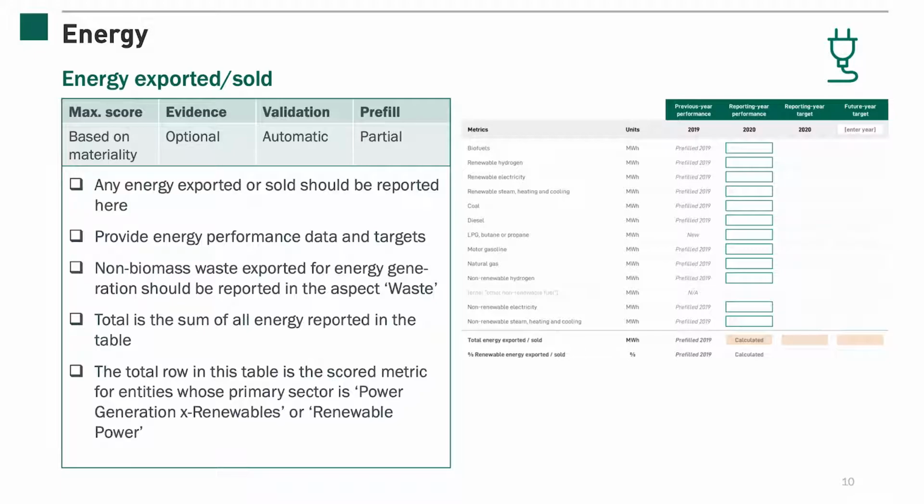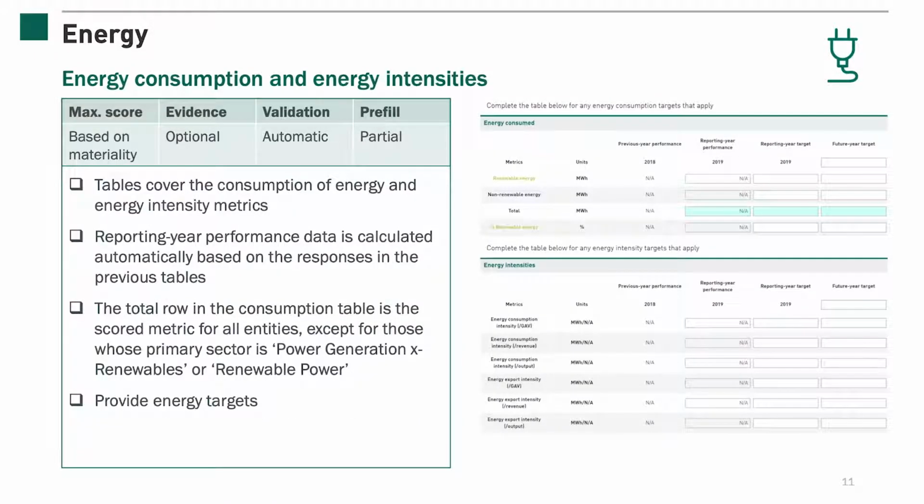Entities in these sectors will be scored on their reporting of the mandatory metrics and therefore the calculated total in this table. To obtain full points for the indicator, entities should provide targets for the reporting year and a future year for the scored metric. Note that the targets for the scored metric are not calculated automatically. The final tables in this indicator are the consumption and intensities tables.